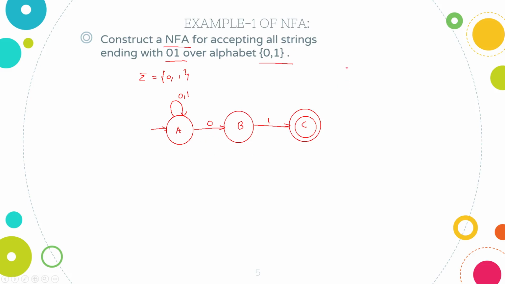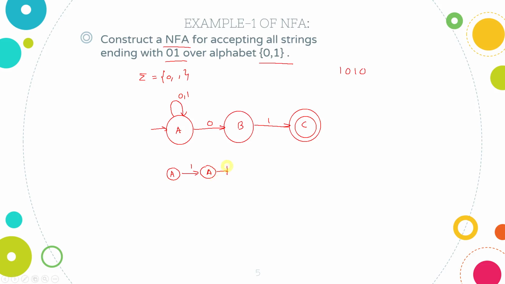Alright, so let's try to pass a string over here. Let's pass a string 1, 0, 1, 0. So let's say we get a 1 over here in state A. Where do we go? If we get a 1, we go from state A to state A, correct? Because if you get a 0, you go to B, but if you get a 1, you stay in state A only. If you get a 0, then you can go to either state A or state B, correct? Because if you get a 0, you can stay in state A or you can go to state B.